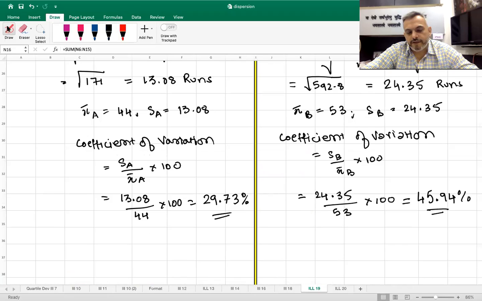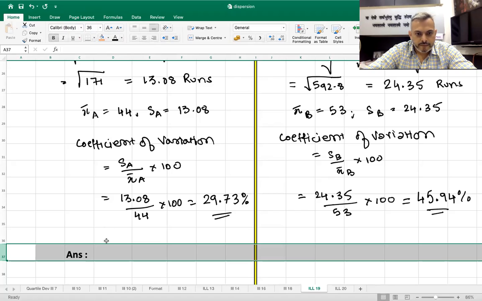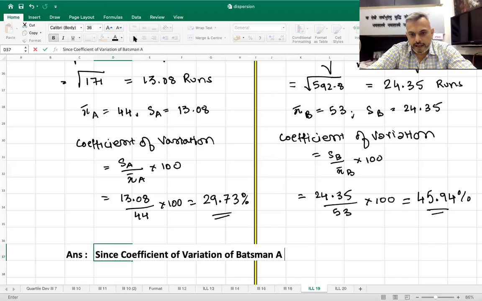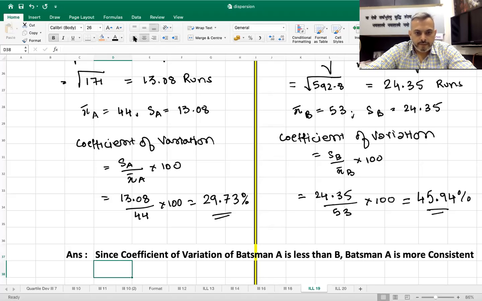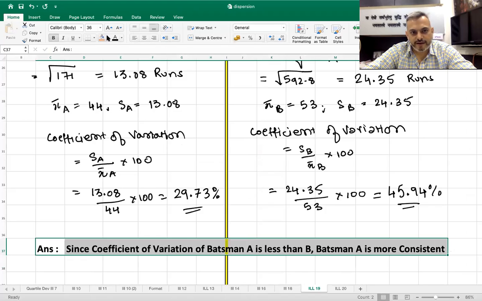So we write the final answer. Answer: since the coefficient of variation of batsman A is less than that of batsman B, batsman A is more consistent. So you have to write the answer. If you do not write this and just find the values, it is not correct, it will go wrong. So it is very important, you have to write the answer.